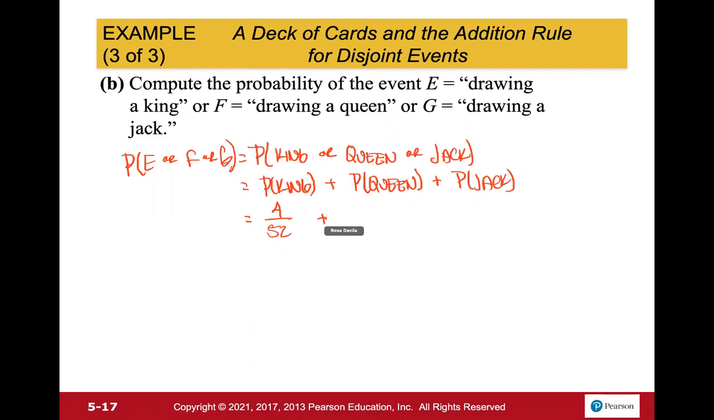Queen, there's 4 queens because there's 1 queen for each suit. So that's 4 out of 52. And same thing with jacks, there are 4 jacks in each suit out of the 52.